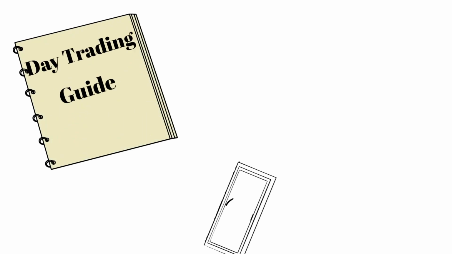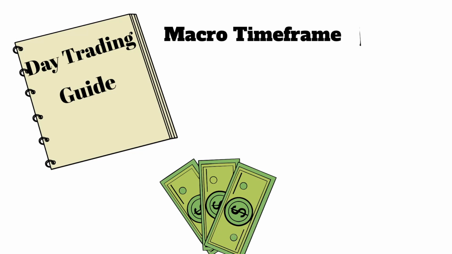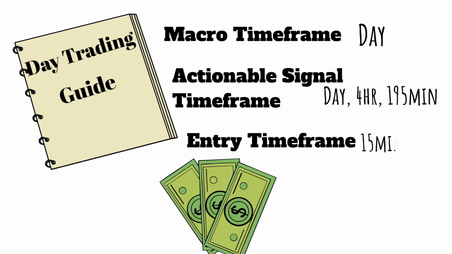Next up is your guide to day trading, which is a strategy where a trader buys and sells or sells and buys the same security in a margin account on the same day. Your macro time frame consists of the day, your actionable signal time frames, the day and the 4 hour or even the 195 minute, your entry time frames, the 15 minute or 5 minute.